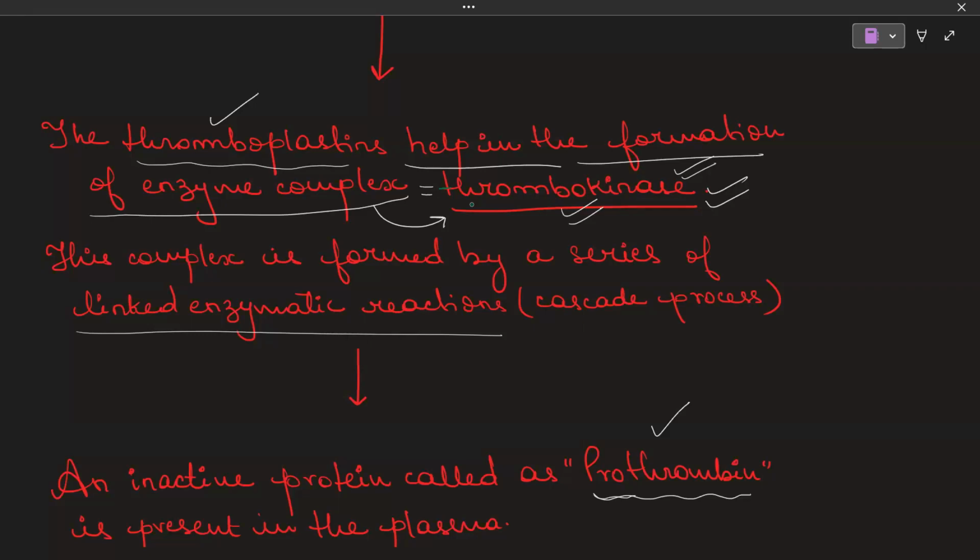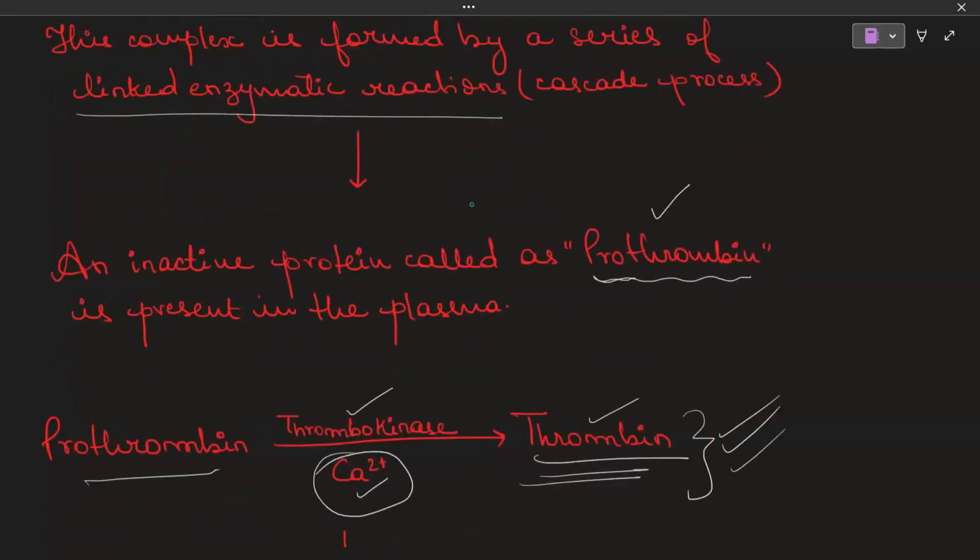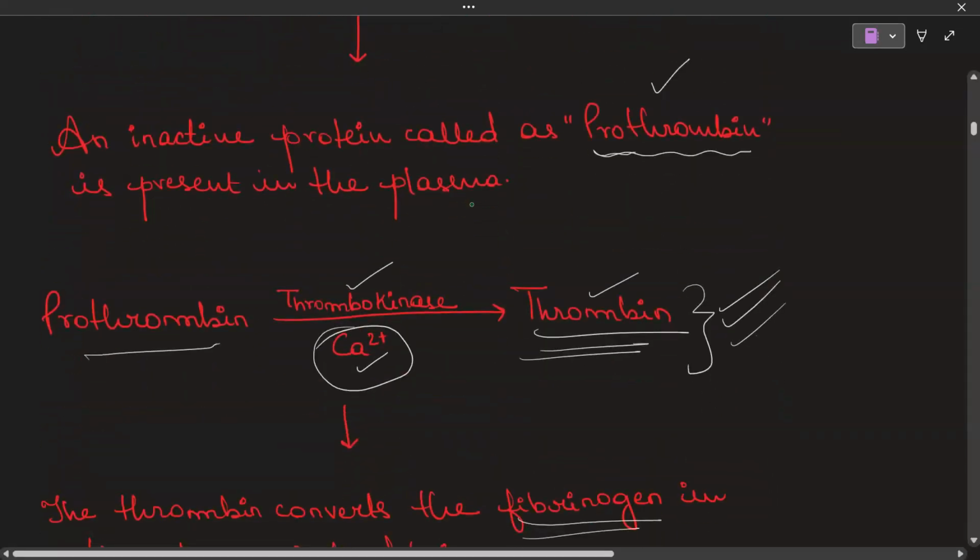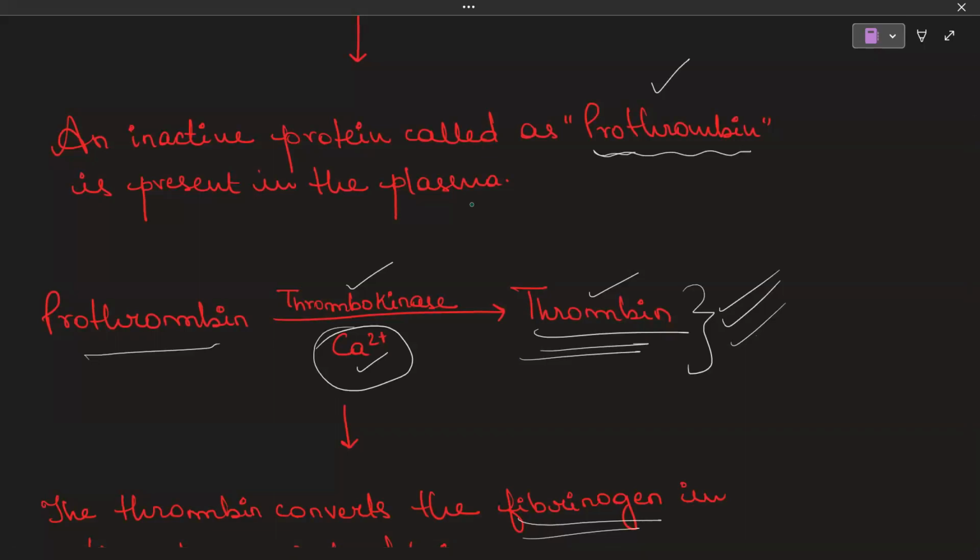Waterfall. Have you seen a waterfall? Meaning when one after the other, the reactions will start taking place. That is a cascade process, meaning the formation of one would lead to the formation of another and so on. Now, the inactive protein, which is known as prothrombin, is present in the plasma.